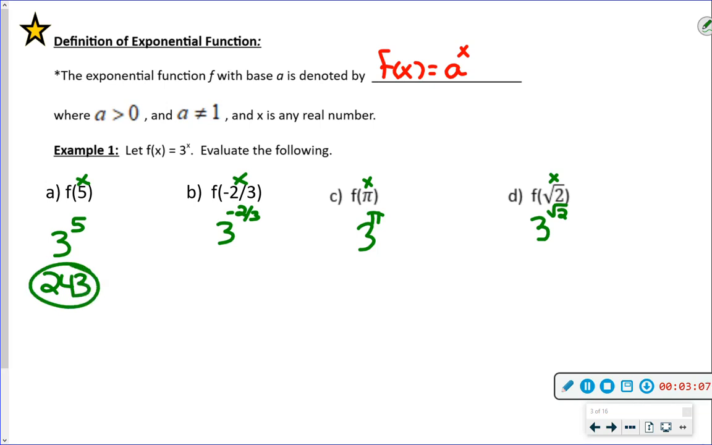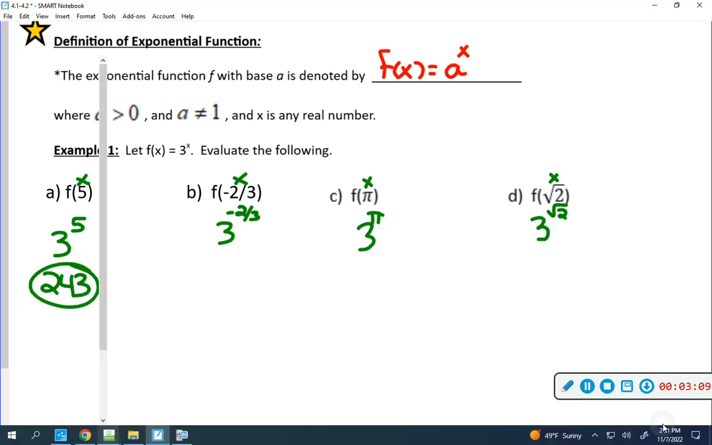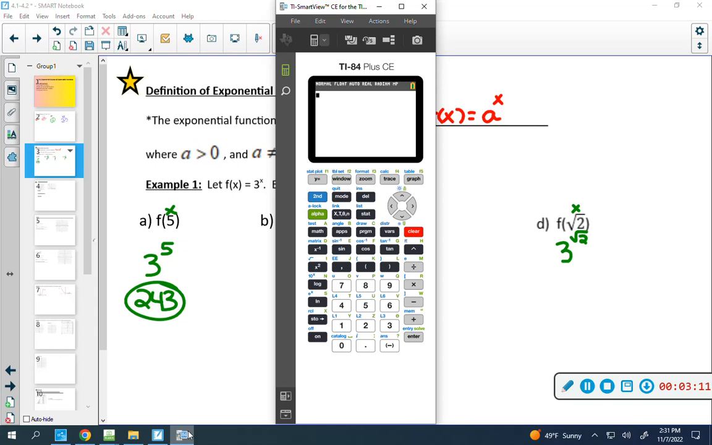Now, don't let this B scare you. I'm just going to pull up my calculator here. I'm going to type it in exactly as it appears. I'm going to do 3 raised to the negative 2 divided by 3. And it doesn't say what to round to. Let's just go 3 decimal places. I'm going to go 0.481 on that.